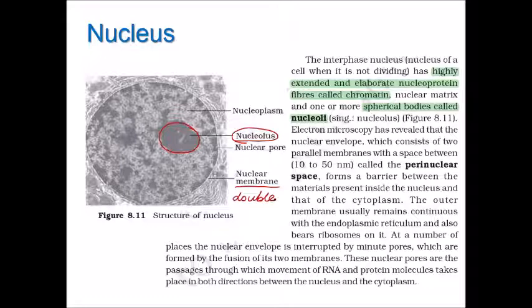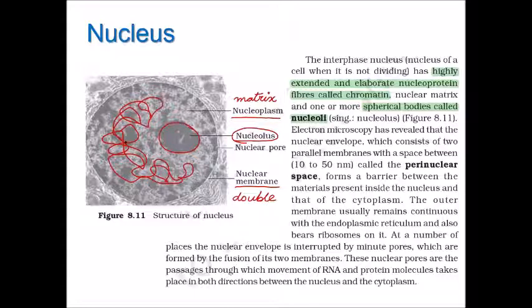Now the matrix of the nucleus is called nucleoplasm. So you can say it is similar to the cytoplasm of a cell. The nucleus has a matrix, a jelly-like or fluid structure, and that is called nucleoplasm. Then there is chromatin material inside this. Somewhere here you'll find a network of chromatin material. This is the genetic material, DNA, which contains the genetic information.